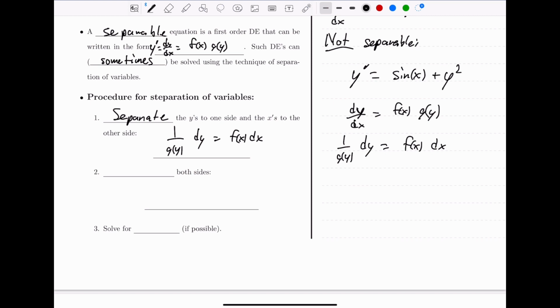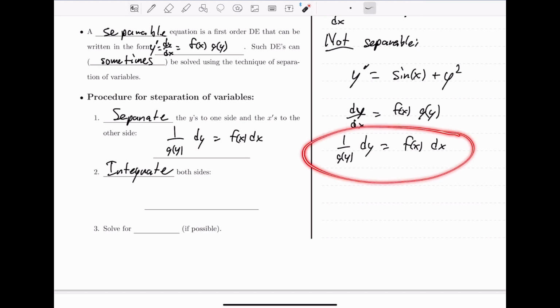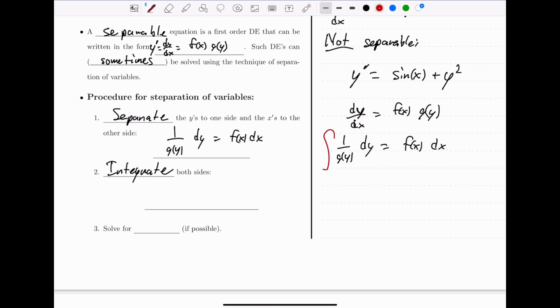Once we have done this, we integrate both sides. As long as we can write the differential equation in this form and then do this separation, we can just slap an integral symbol on both sides. So here we have the integral of some function of y, equal to the integral of some function of x. We integrate, and that gives us the integral of 1 over g of y dy equal to the integral of the function of x dx.